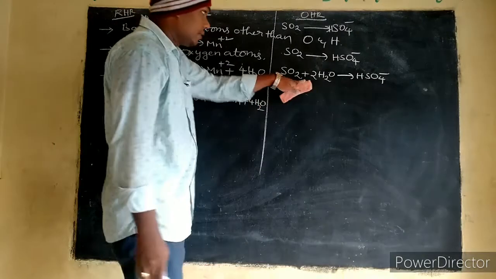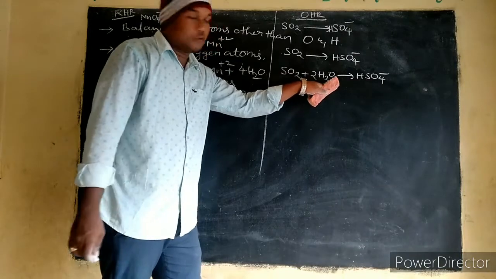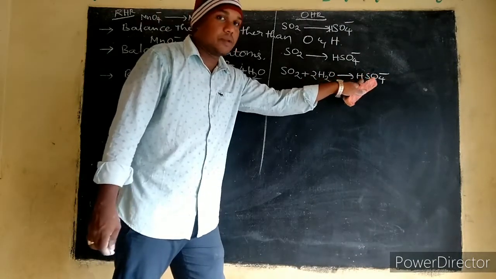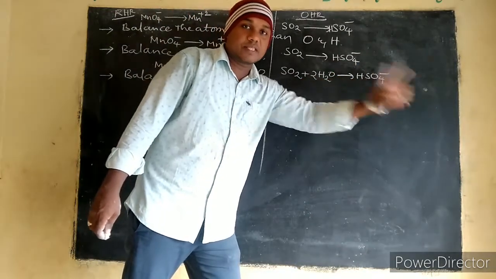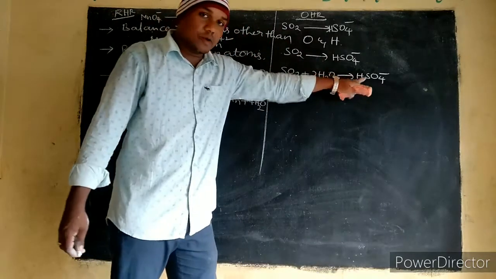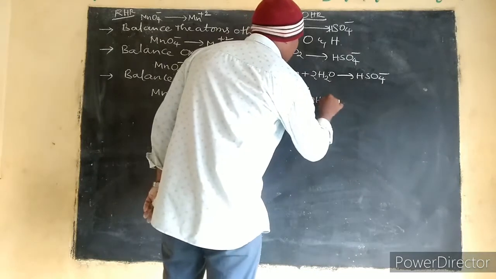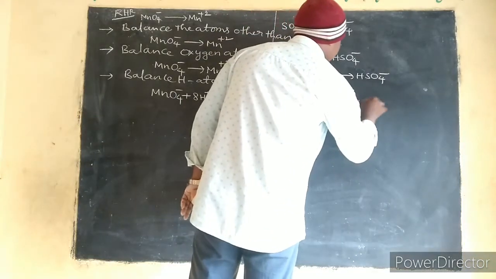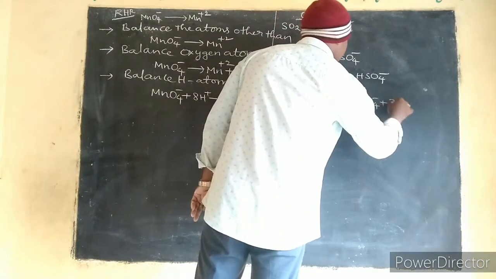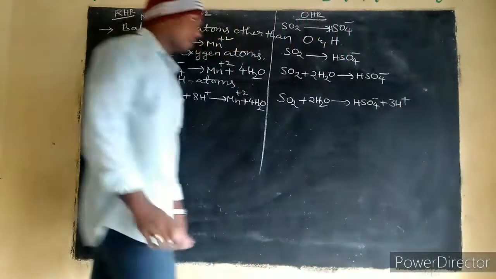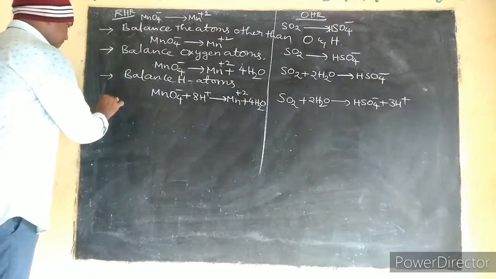And here, 2 into 2, 4 hydrogens. Here there is only 1 hydrogen, which means the required amount of H plus ions is 3. Why? Because 1 hydrogen is already there. So SO2 plus 2H2O goes to HSO4 minus plus 3 H plus ions. Correct? Next.